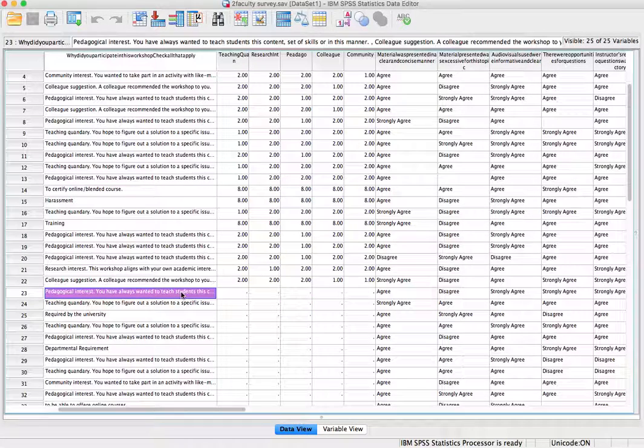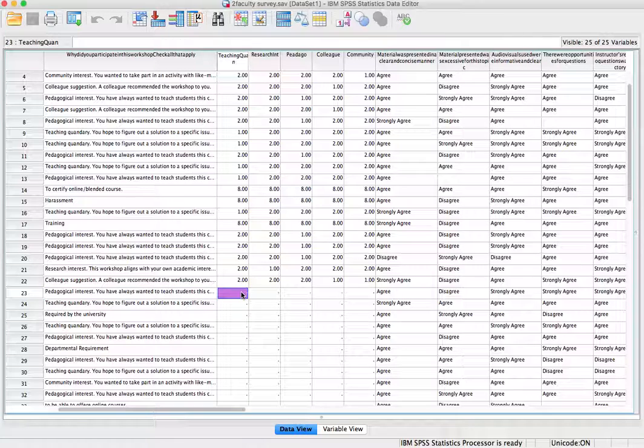So then we're looking at what the respondent selected. Now, this is not necessarily the best or the easiest way to do this. It probably would have been a little bit easier to pull it in an Excel file. But this, as I read through here, it shows that they had a pedagogical interest and a colleague suggestion.